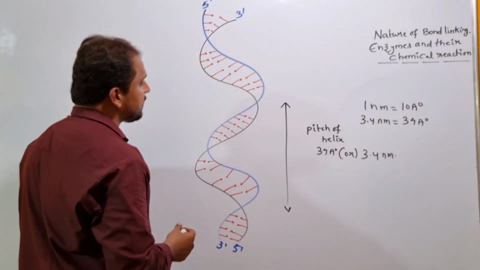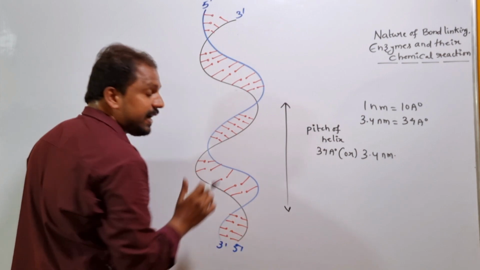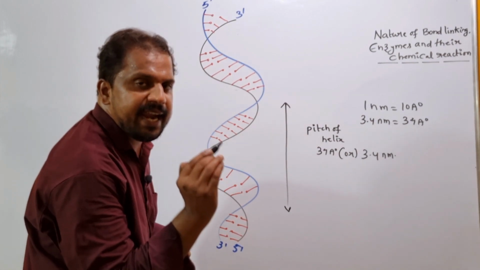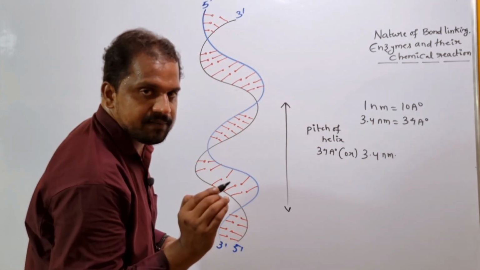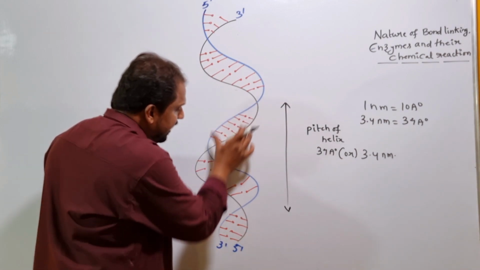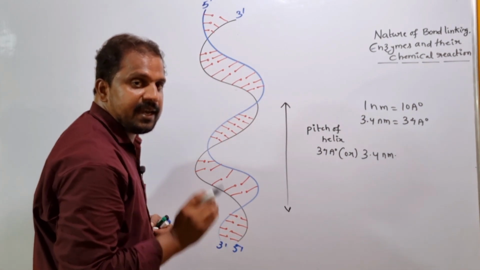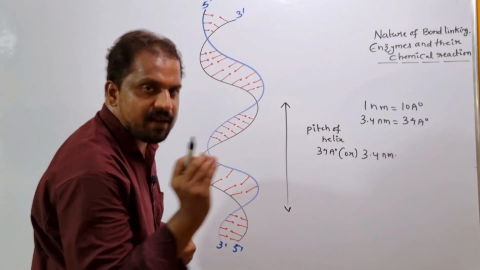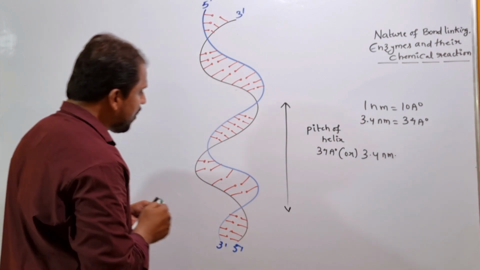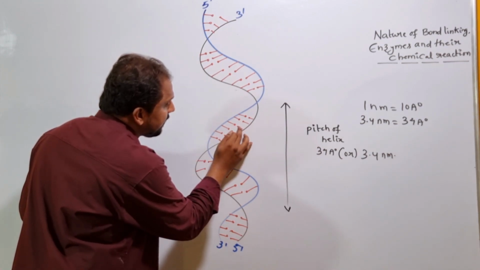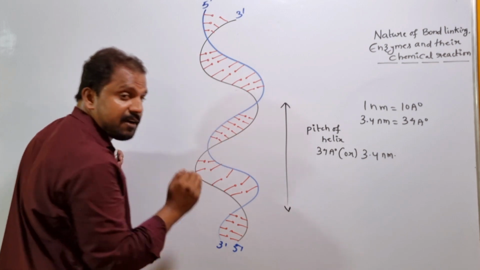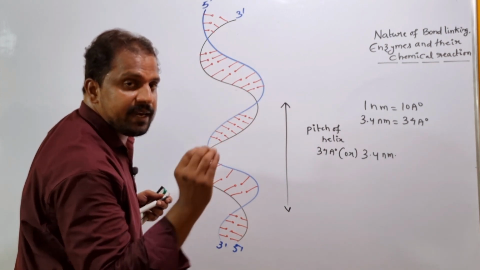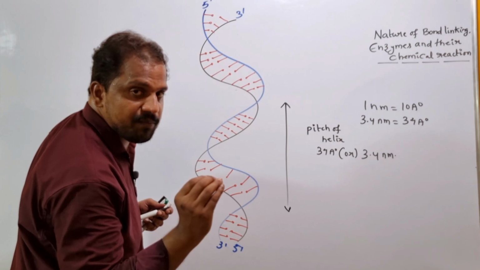And in addition to this, one complete helical turn contains nearly 10 nitrogenous base pairs on average. Is it clear? And in addition to this, one nitrogenous base pair is separated from the other nitrogenous base pair by a distance of 3.4 angstrom units.